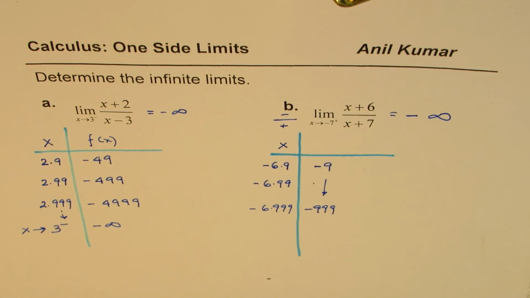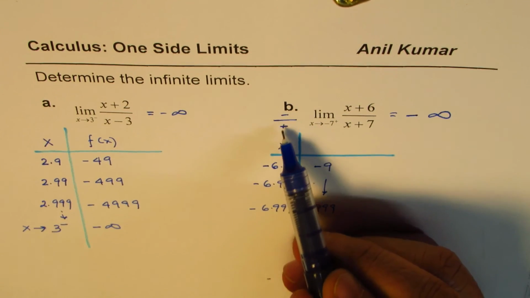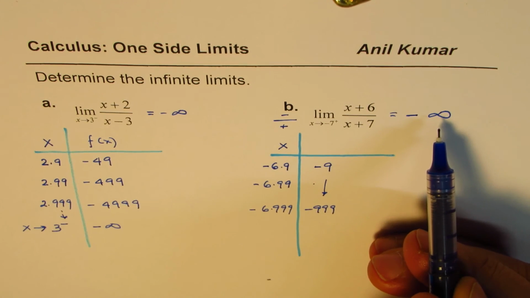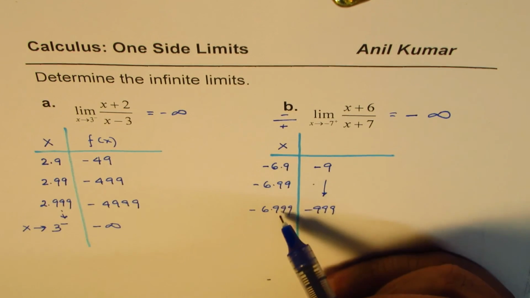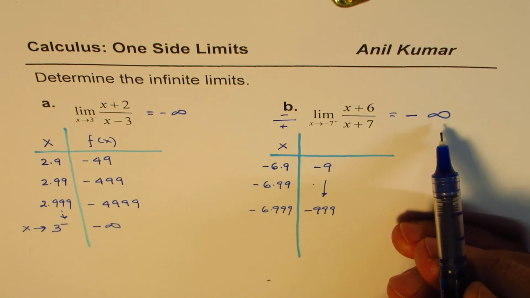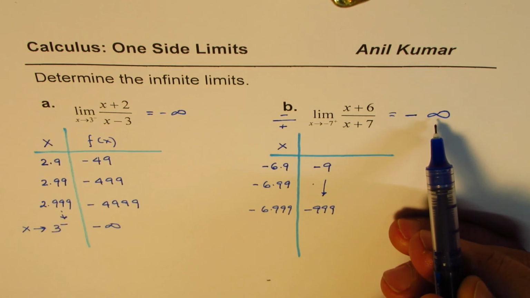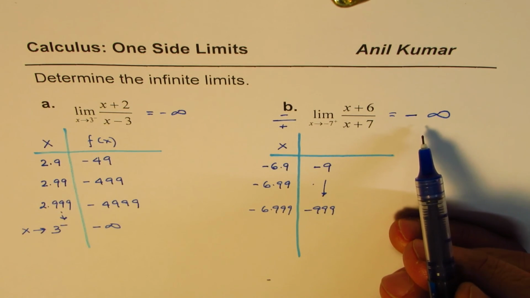I hope that helps, right? So at times you can work with these signs and get your answer. You may not always use the calculation to get this answer. We know it is approaching infinity. We just want to know whether it is negative infinity or positive infinity. I hope that helps, right?